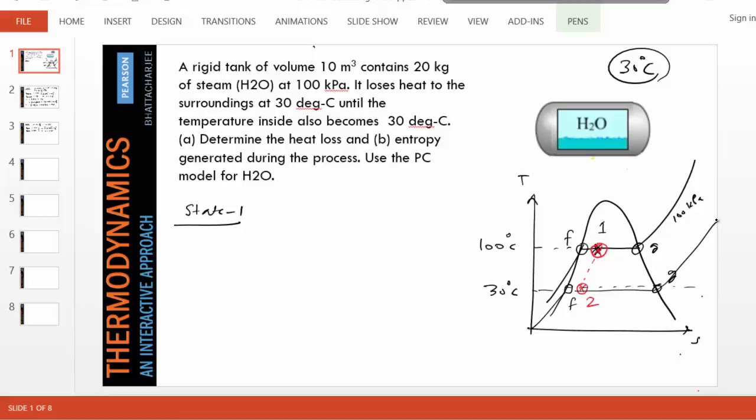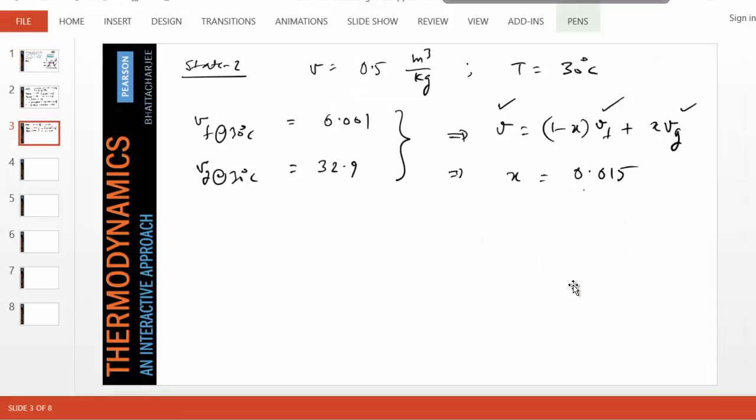So what will be the pressure? The pressure will be the saturation pressure at 30 degrees Celsius. So we can immediately find pressure. The final pressure P must be P_sat at 30 degrees Celsius.